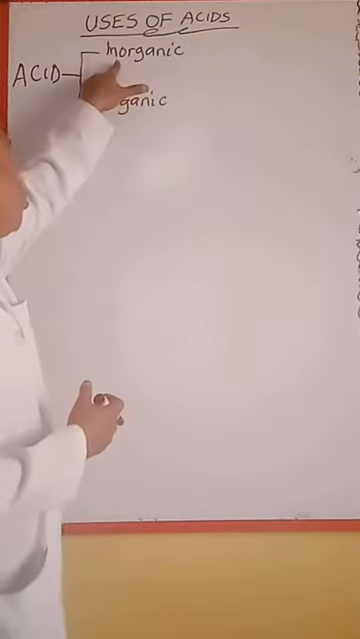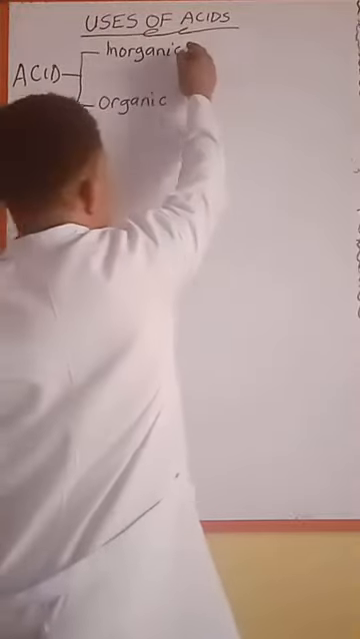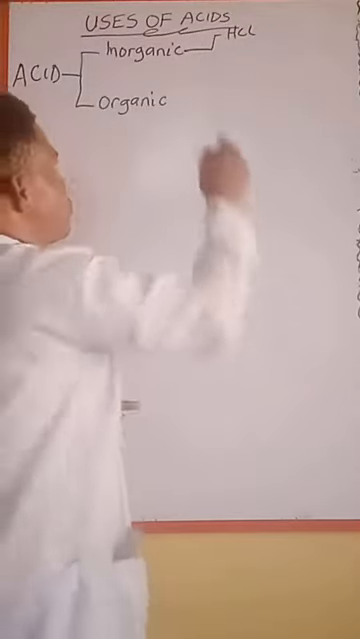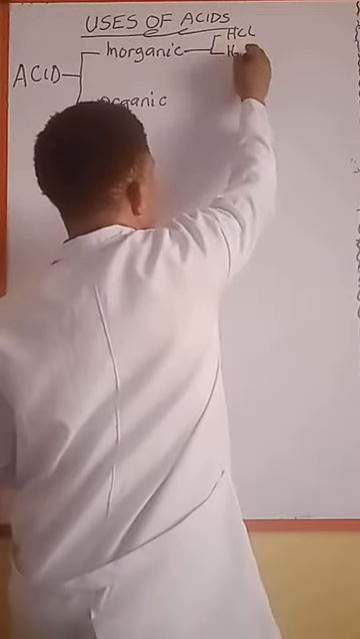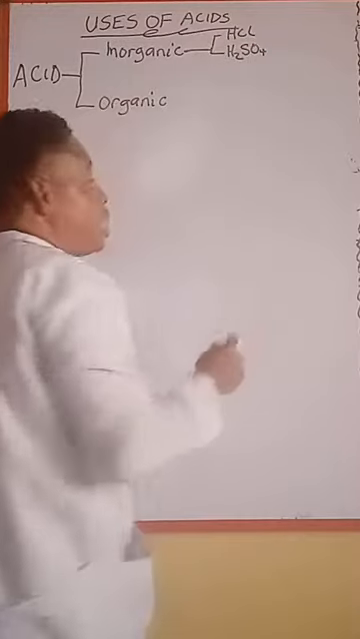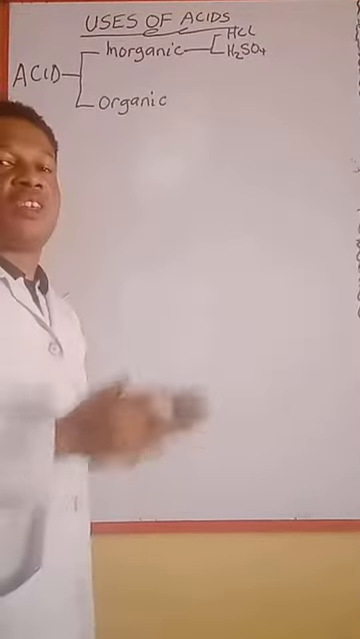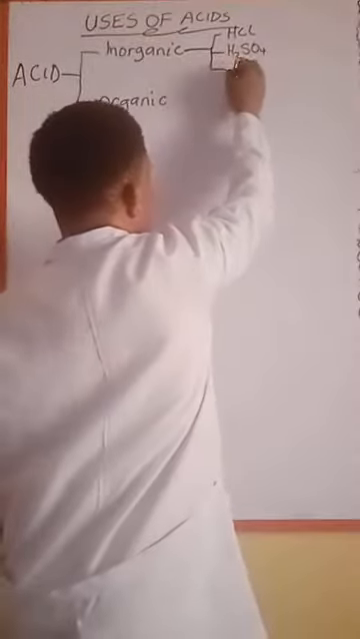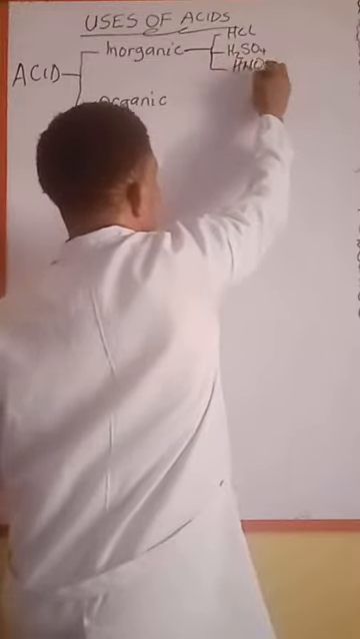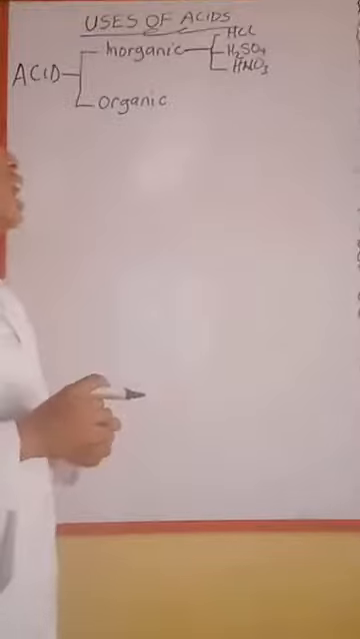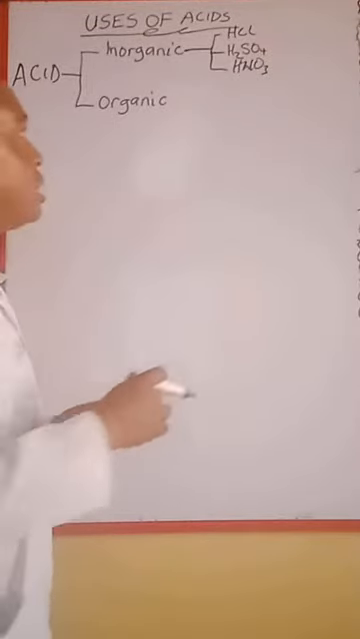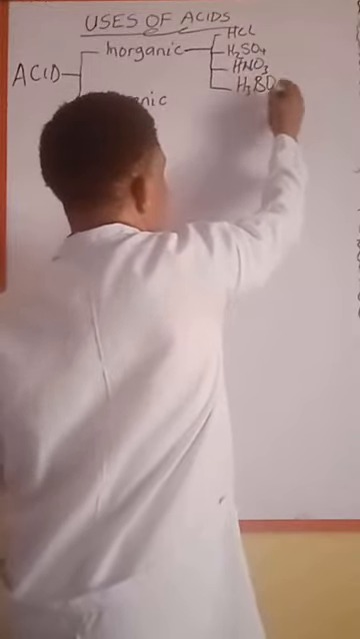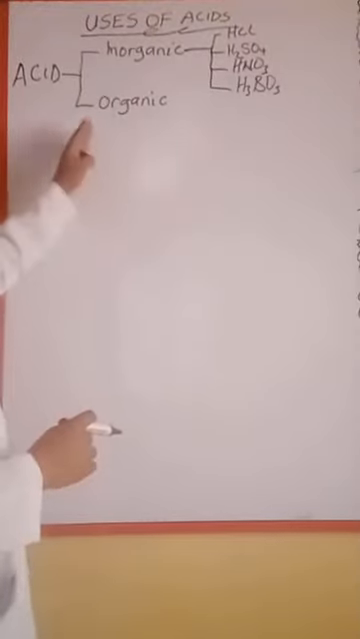Okay, examples of inorganic acid: we have HCl, which is known as hydrochloric acid. We have H2SO4, which is known as sulfuric acid, or you say tetraoxosulfate 6 acid. We also have HNO3, which you can say is trioxonitrate 5 acid. And we have boric acid, H3BO3.